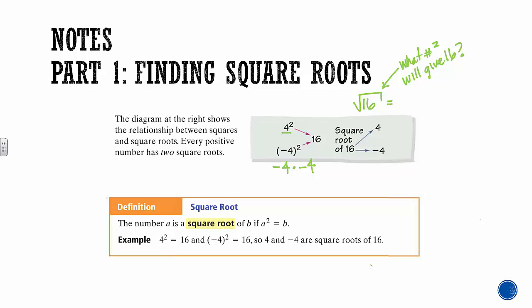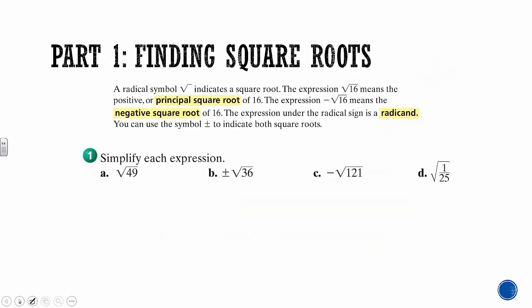So number A is a square root of B if A squared equals B. So the radical symbol indicates square root. The expression square root of 16 means the positive or principal square root of 16. So that's usually what you guys have seen in the past. The expression negative square root of 16 means the negative square root of 16. So here your answer would be positive 4, and here your answer would be negative 4. The expression under the radical sign is a radicand, and you can use the symbol plus or minus to indicate both square roots. So you can see it here on part B.